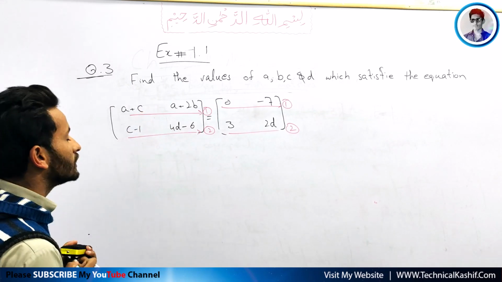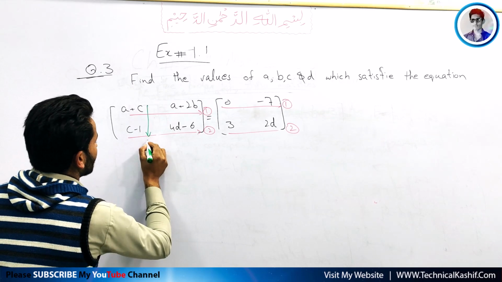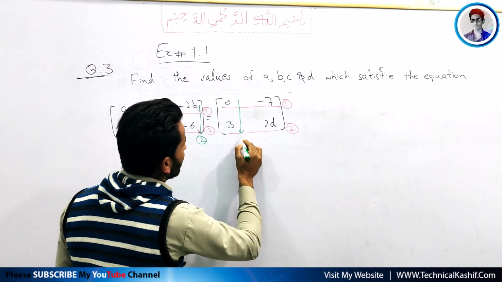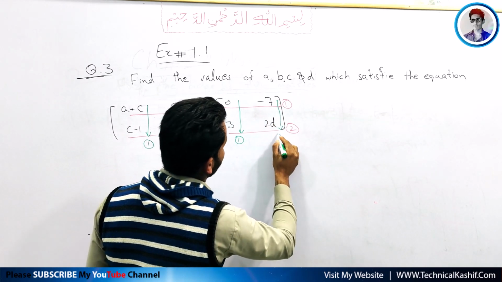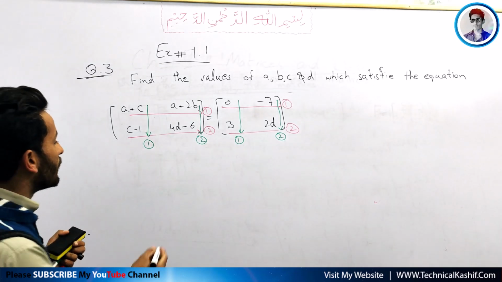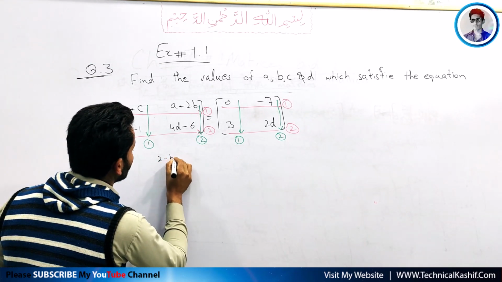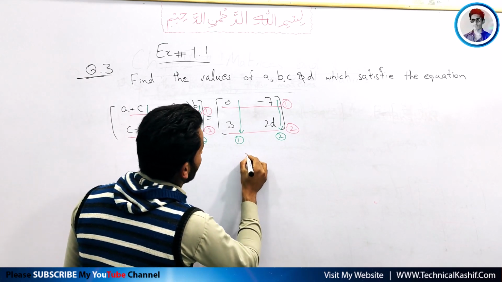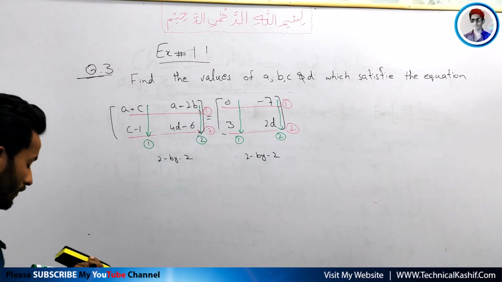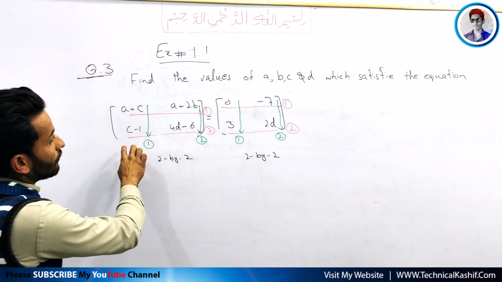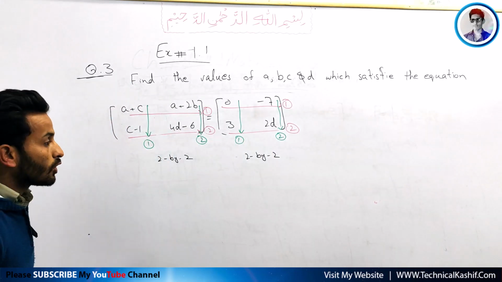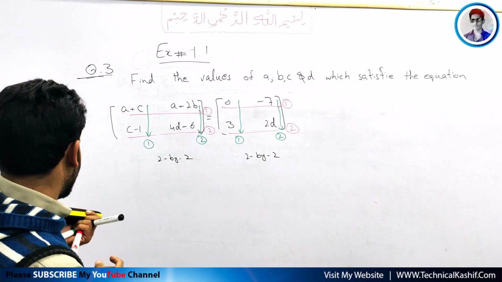Next we have to see their columns, first column and second column. Also here, first column and second column. So the number of columns in both matrices is also the same. So the order of this matrix is 2 by 2 and also this is 2 by 2. The orders of these matrices are equal, which means now we have to confirm that the corresponding entries are also the same.